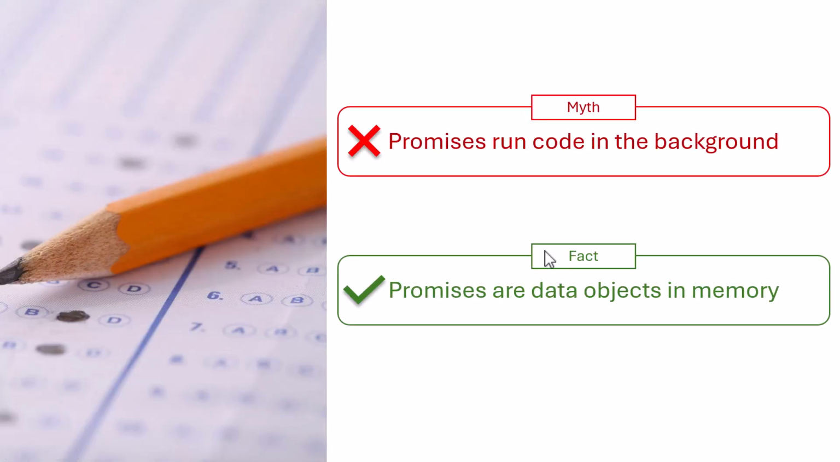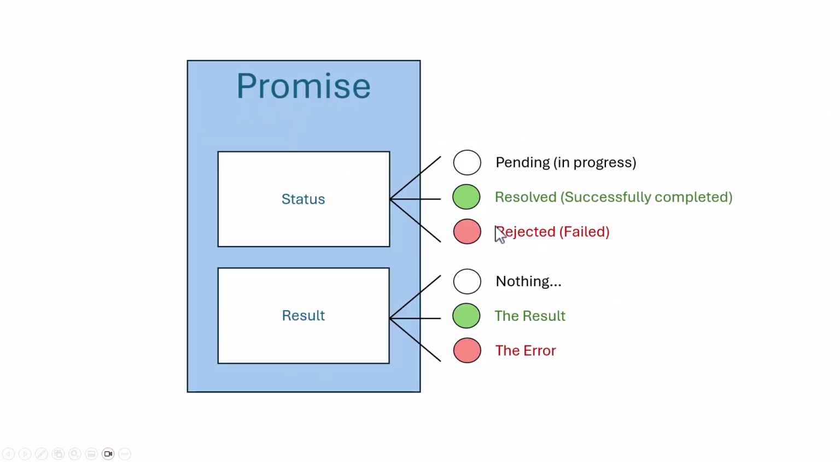The myth is that a promise runs code in the background. This is not true. A promise doesn't run any code at all. It's just a simple object that sits in memory and holds data. It doesn't do anything by itself. It just keeps track of what's going on. A promise is a tool that allows us to keep track of asynchronous operations so we can know their status and their results.